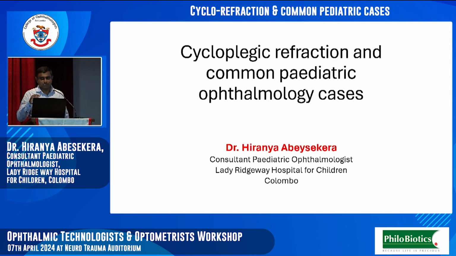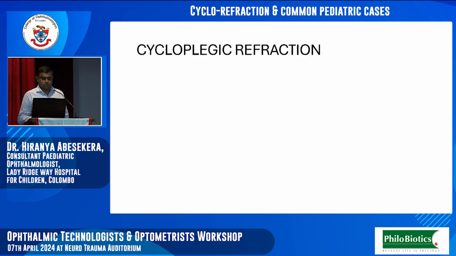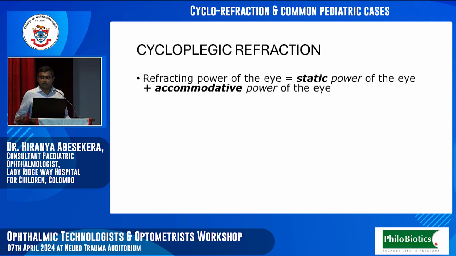So this is a very simple talk, not like Aruna's hi-fi talk, and this is your daily practice. In children, it's essential to do cycloplegic refraction. So it's always cyclo, auto refraction is not enough in children. Right? So why do we need cycloplegic refraction? Because when we do any refraction, we have to give the correction to the static power of the eye, and we should disregard the accommodative power.